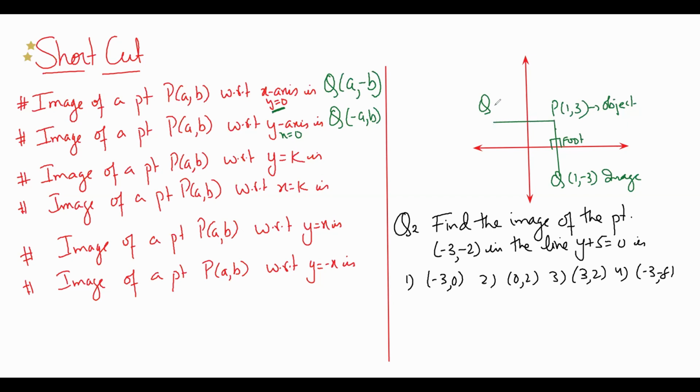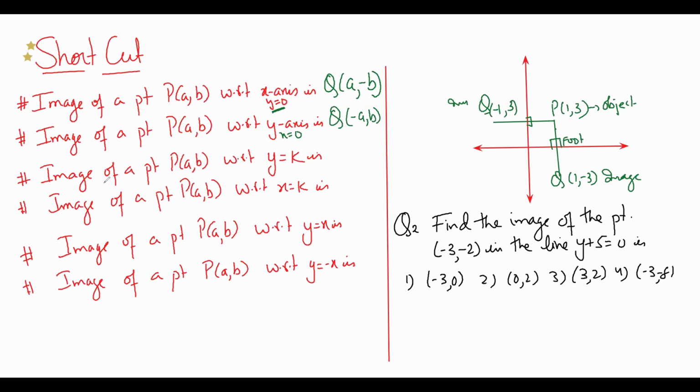That means its y coordinate remains the same, 3, and this foot is the midpoint of the object and image, therefore the x coordinate must be minus 1 because this is in the second quadrant. But you can just directly write the image using this shortcut.